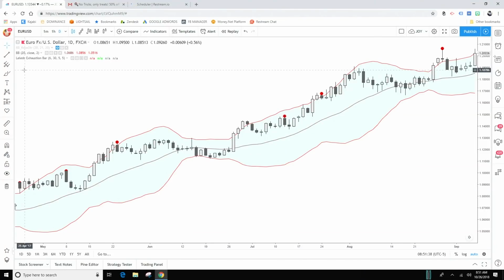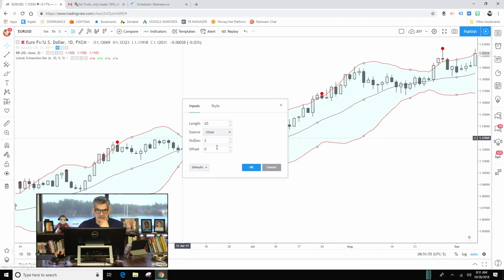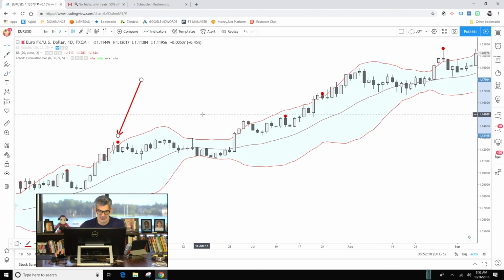Let's pull up the screen here and we'll take a look at the charts. All right, I've got a daily chart up of the Euro US dollar. And on the screen, I also have Bollinger Bands set to 20-2, so 20 periods, 2 standard deviations. And I've got an indicator on here that will show a red dot for reversals that are bearish, and then a green dot that is for reversals that are thought to be bullish.